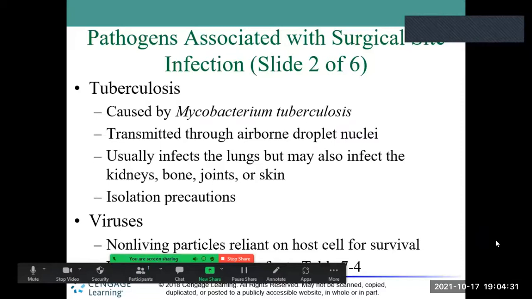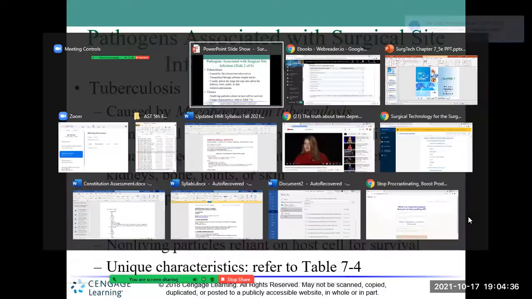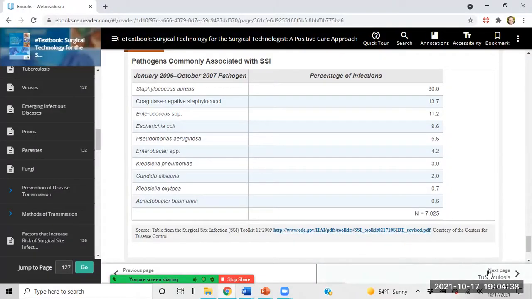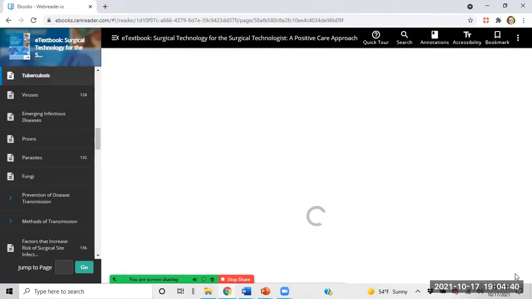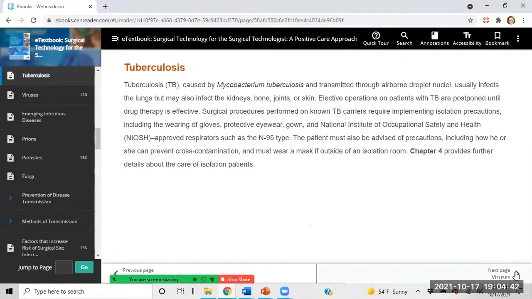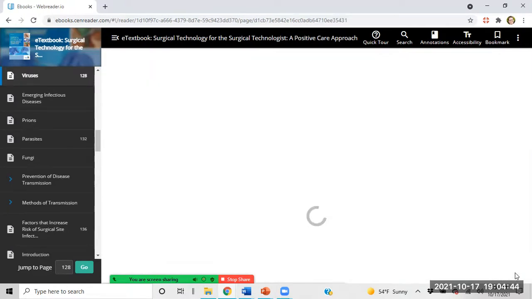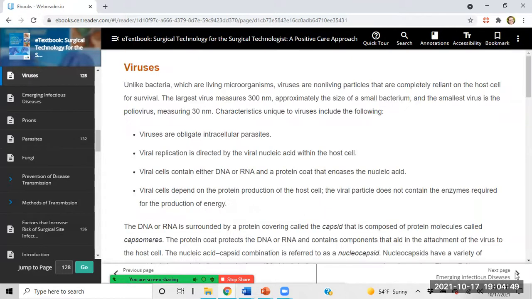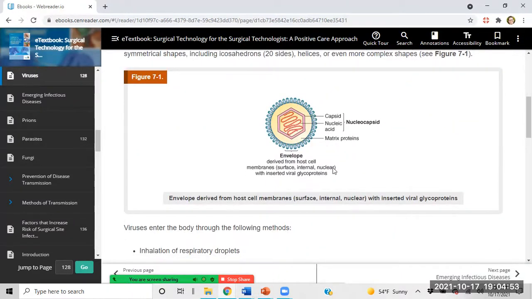Okay, so we can look back in the book at some of those unique characteristics of viruses. Let me move on into this next one. We're going to look more into TB than we did in chapter 4. All right, so here are some of the characteristics, and you can see here, I think I put a picture.